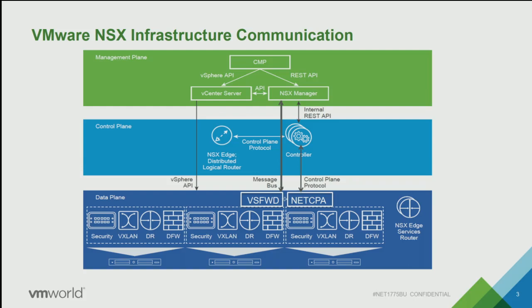Well, I'll touch on it now. I'll mention it again, but see NetCPA right there? That is the communication channel between the controllers and the hosts. And so when the distributed logical router control virtual machine, go ahead, say that 3 times fast, the DLR control VM communicates through the controllers to the host with the updates of the routing table. Okay, so that's all taking place with NetCPA.